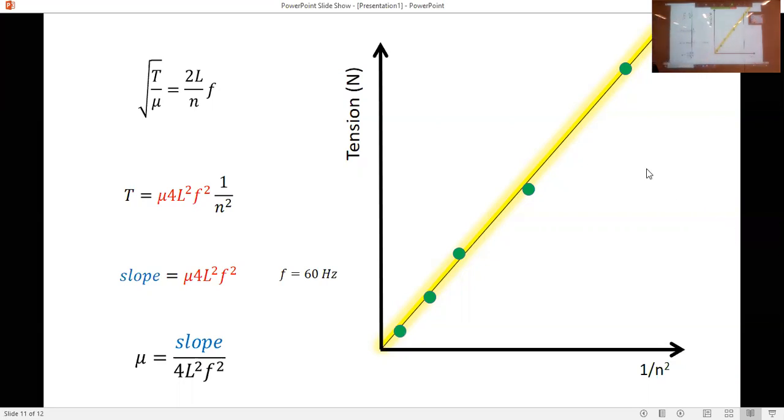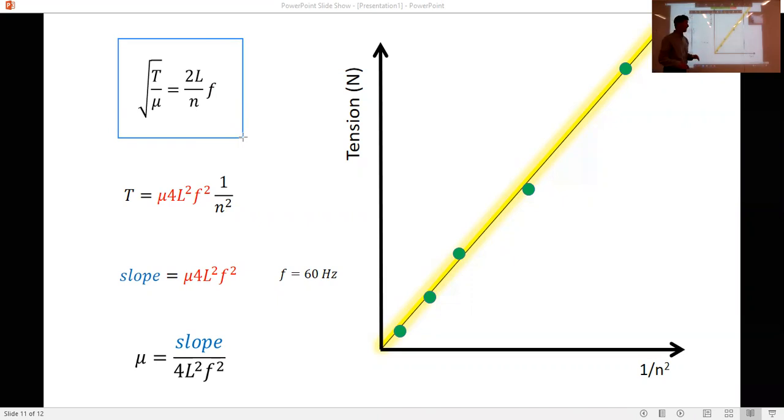Yeah, and I'm going to start annotating, so just give me a moment and let's see what we have. Again, here's the equation I'm starting out with. The square root of the tension divided by the mass per unit length equals twice the length of the string divided by the integer n times the frequency, okay? We're going to hold the frequency at 60 hertz, so that doesn't change. We are going to change the tension to get different values of n.